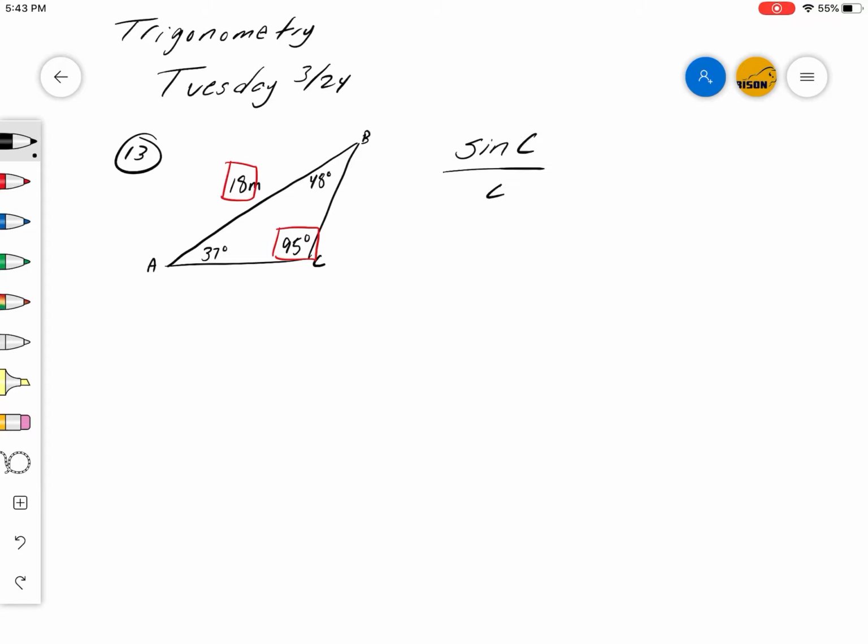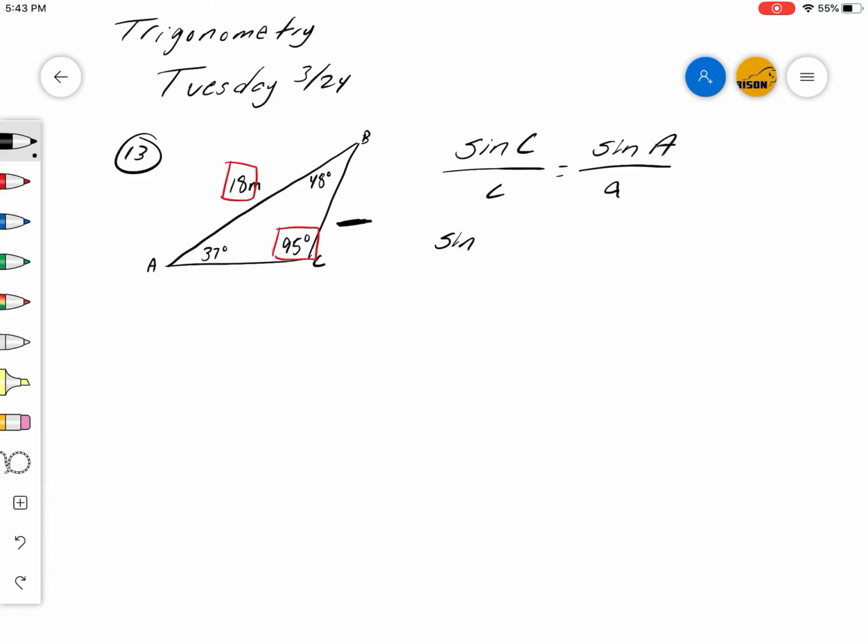So I've got sine of C over C. At this point, I just need to decide which one I want to find first. A is first in the alphabet, so I'm going to go with A. So I'm going to be looking for this spot right here that I'm underlining. So I'm going to go sine of A over A. And again, I've got three pieces of information, so I can fill in what I know.